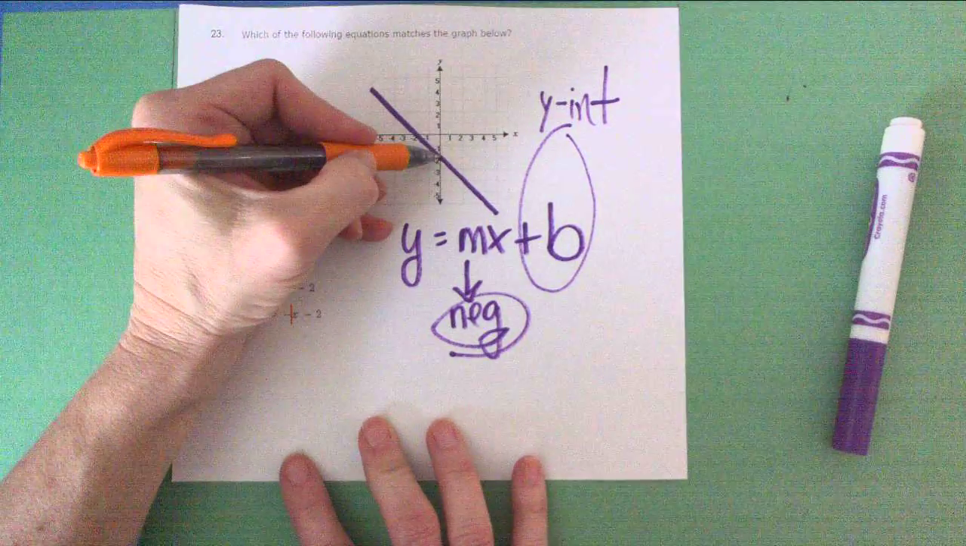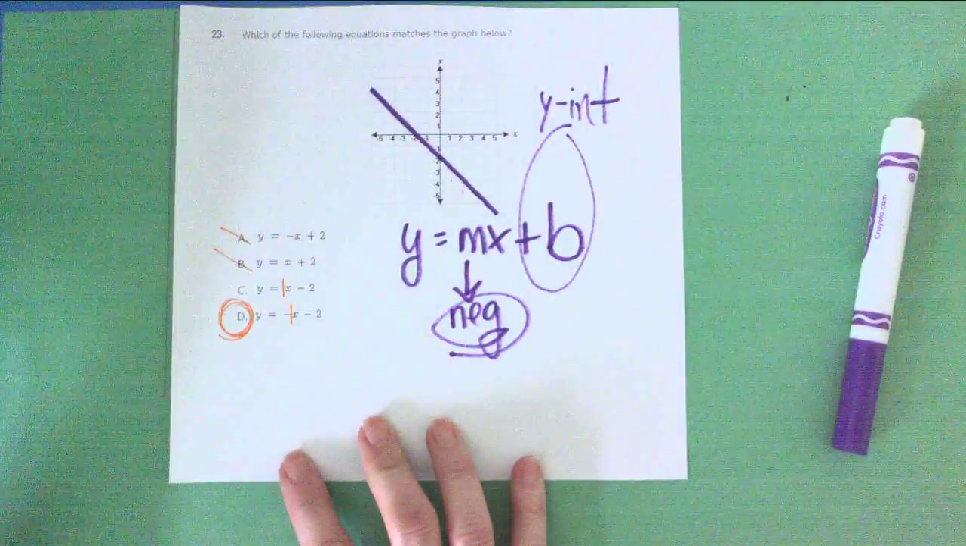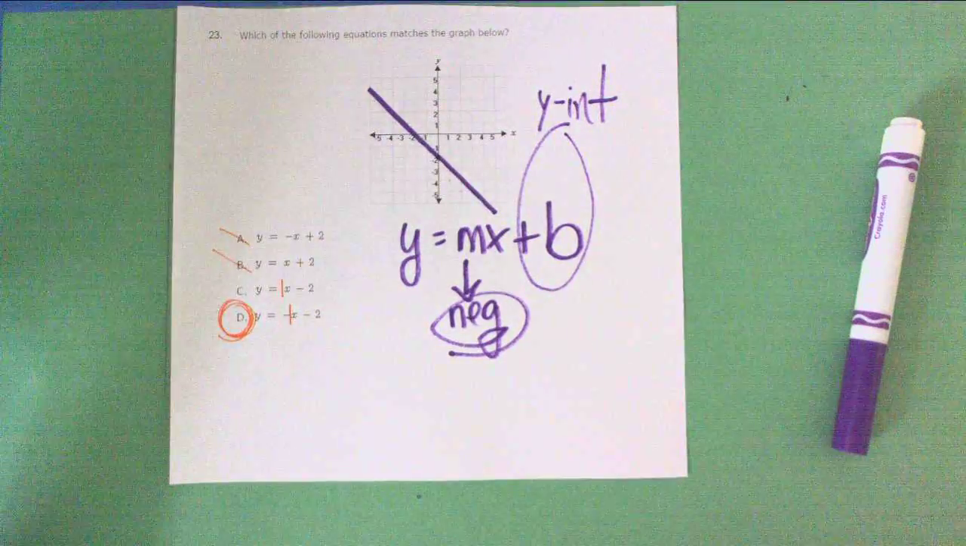True, I can see that I go down 1, right 1, down 1, right 1, down 1, right 1, but I don't even need to. I can just see that it's negative and select letter D.